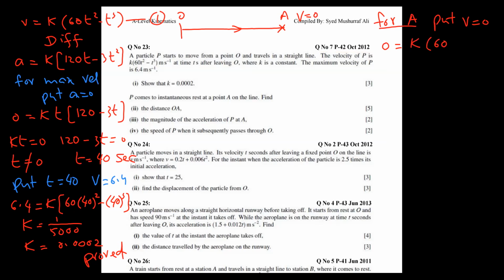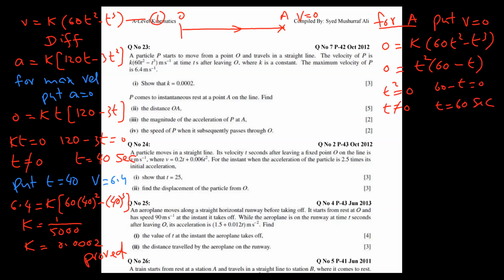When I put velocity zero, k goes down, 0 divided by k is gone. From here t² is common, so I got t²(60 − t). Either t² equals 0, which is not possible because 0 is the starting point, not A. So 60 − t equals 0, and I got time equal to 60 seconds. So the time at A is 60 seconds. Alhamdulillah Rabbil Alameen.